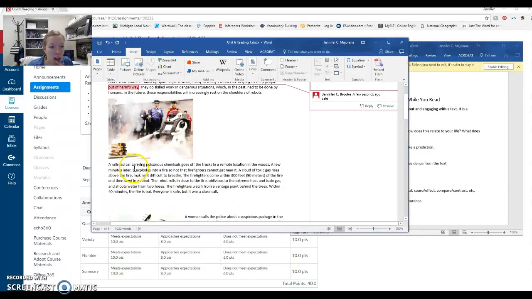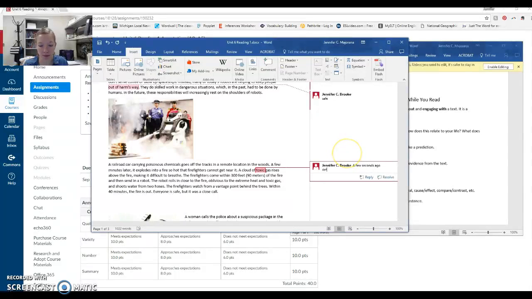A railroad car carrying poisonous chemicals goes off the tracks in a remote location in the woods. A few minutes later, it explodes into a fire so hot the firefighters cannot get near it. A cloud of toxic gas rises above the fire. Toxic, huh? Okay. Maybe, I'm not so sure about this word. Okay, and I feel like I need to understand the meaning of this word before I can move on.